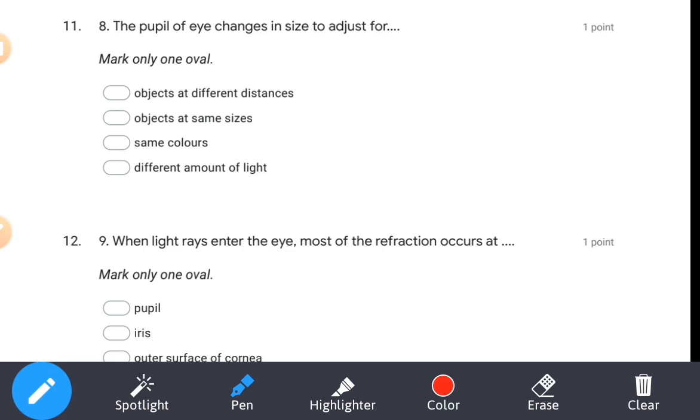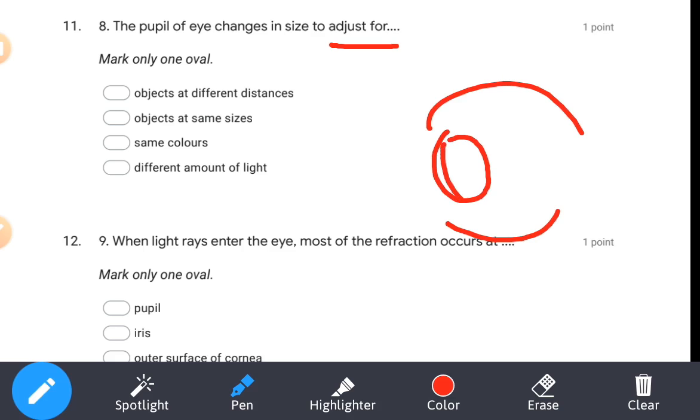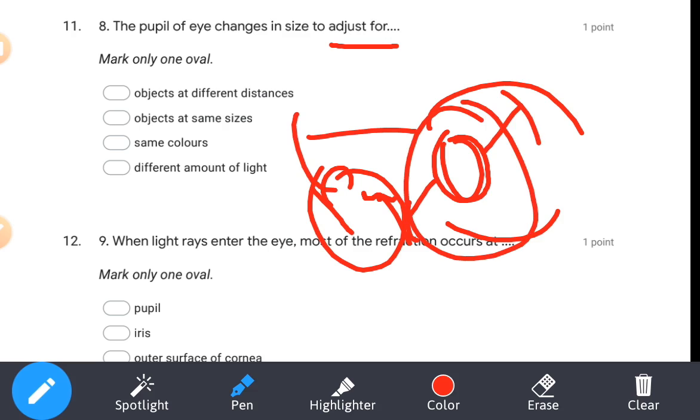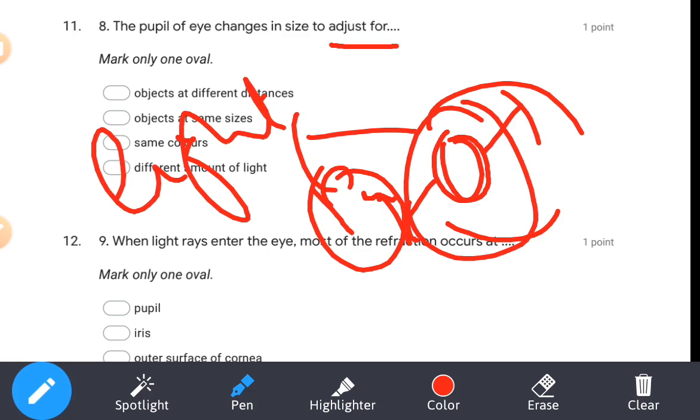The pupil of the eye changes in size to adjust for. So, pupil in the eye, you all already know, is the central part of our eye, the black hole you are observing, which is called our pupil. Now, what is the purpose of the pupil? The pupil will contract and expand based on the intensity of light entering into your eye.